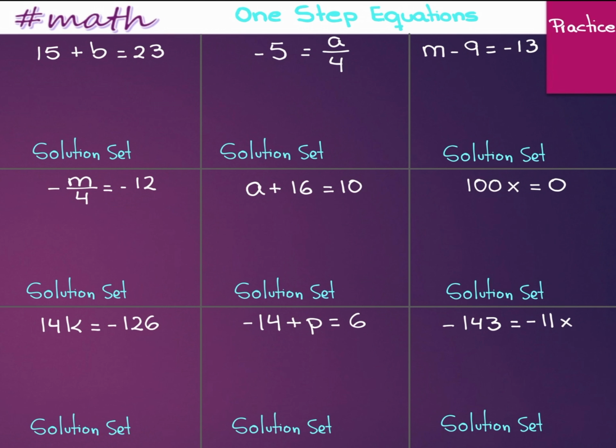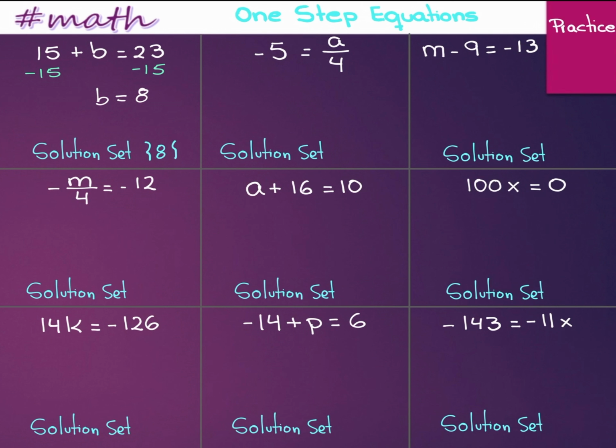Let's start with first example. We subtract negative 15 on both sides, and we get b equal 23 minus 15, which is 8. The solution set is the set containing the number 8.